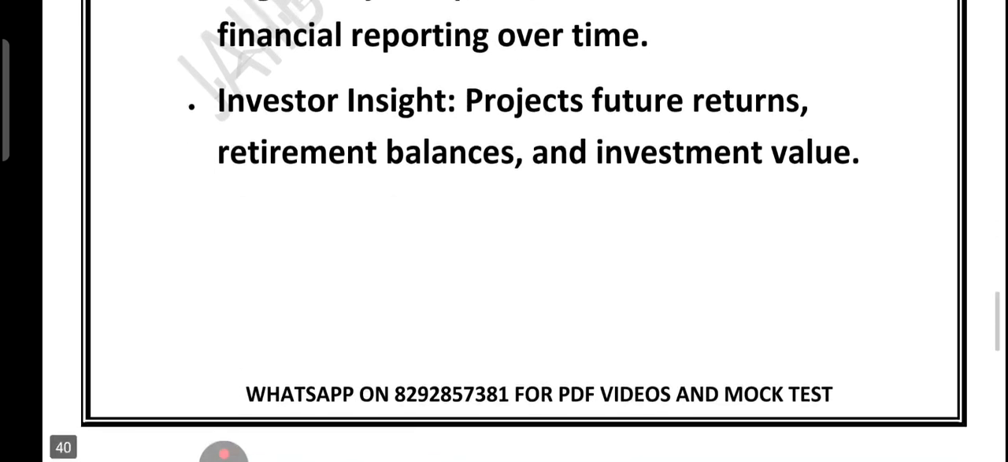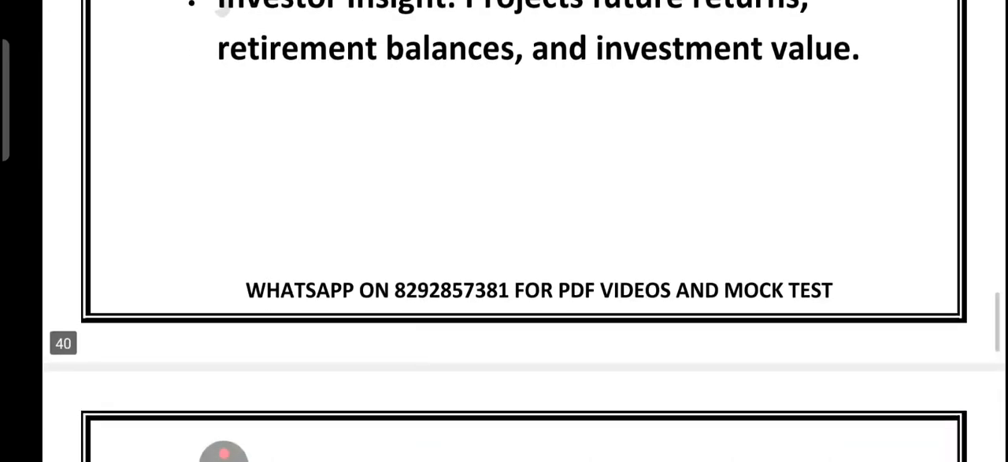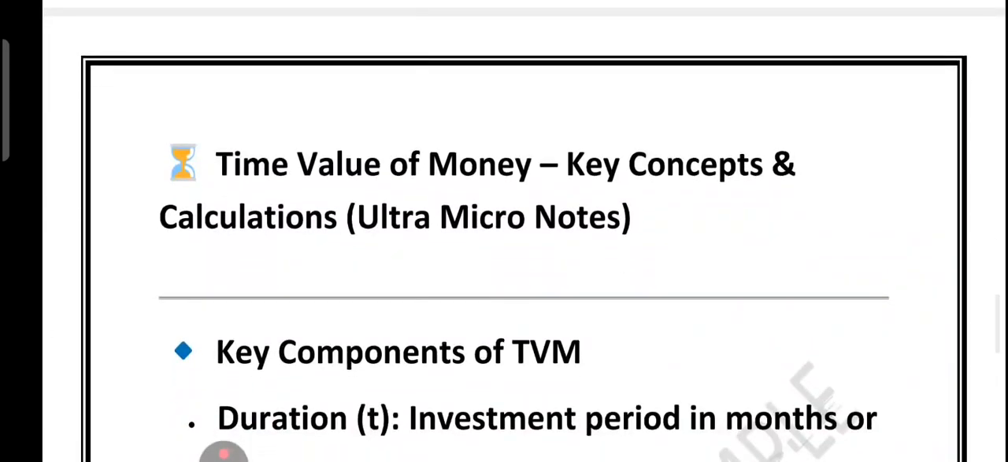And obviously, investor insight is there. It projects future return, retirement balance, and investment value accurately. In short, we can say understanding TVM, basically an opportunity cost, helps you make a smarter financial decision.